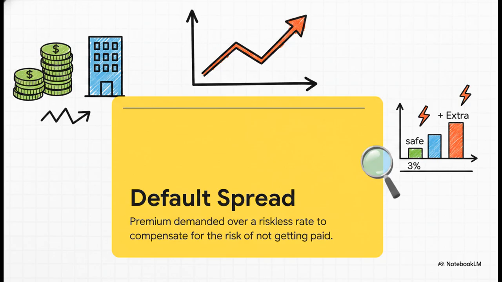Think of it like this. If a perfectly safe U.S. Treasury bond pays, say, 3%, and a corporation wants to borrow your money, well, they have to pay you that 3% baseline, plus a little extra to cover the chance they might go bankrupt. That little extra? That's the default spread. It's the literal cost of their risk.